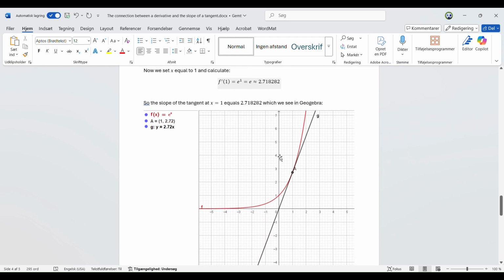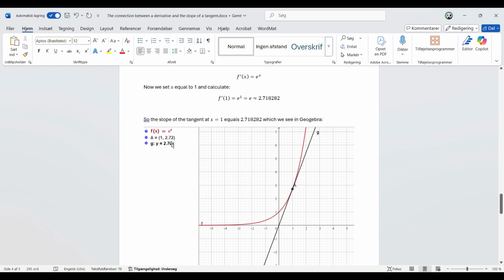Let's see that in our graph program once again. I've put in this function e raised to the power of x. Then I went out to x equals 1 on the x-axis and got up to the graph of the function, put in a point, and then I put in this tangent line, and the slope of this tangent equals this number exactly, so 2.72. If we round, that would be 2.72 also. So that's once again the slope of our tangent line. Instead of using a graph program and so on, we could just calculate it using the first order derivative.